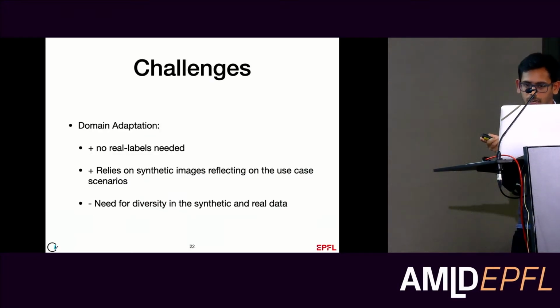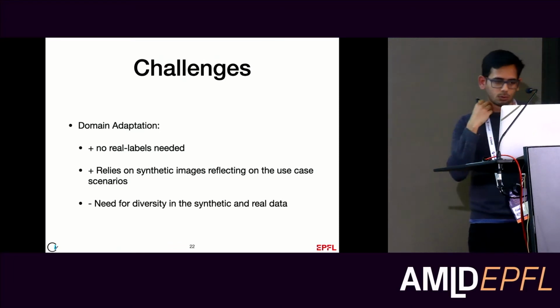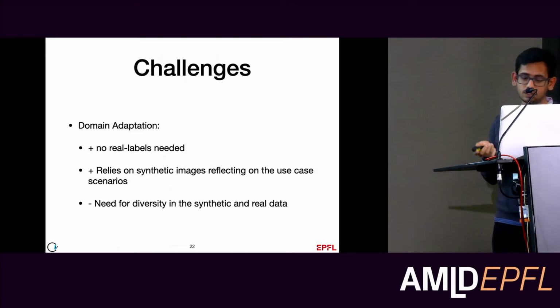To summarize the ingredients needed to make it work, and why it's useful to use domain adaptation: you don't need so-called real labels on the data set. But you do need synthetic images which, to an extent, reflect the objects or the scene that you're interested in. And definitely, as in the case of real images, you would need diversity and variety in the synthetic labels.